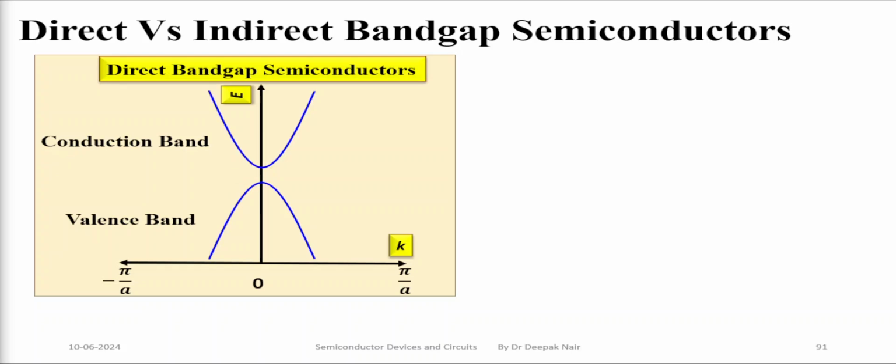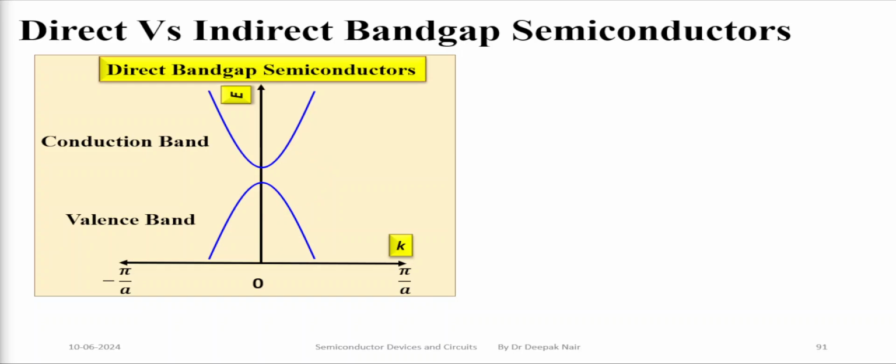Just for a recall, valence bands are generally completely filled with electrons and conduction bands may be empty or may have very few electrons in them. In general, they are empty. So now when we excite these semiconductors, these electrons from the valence band may go to the conduction band and they may constitute current.